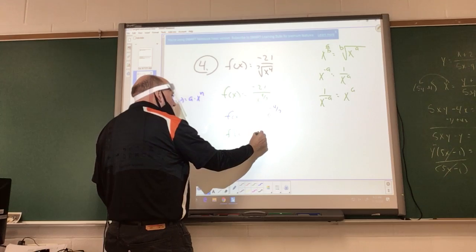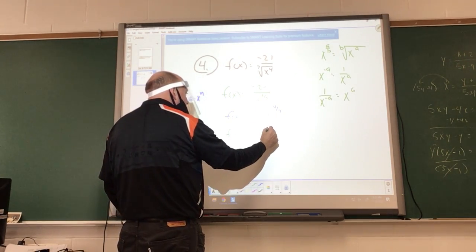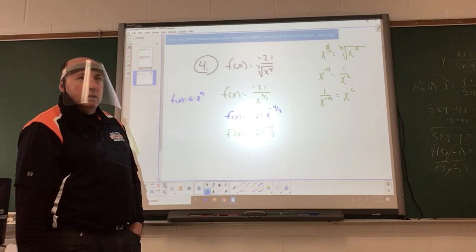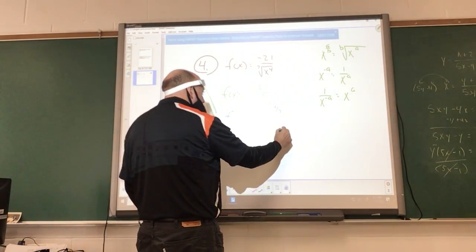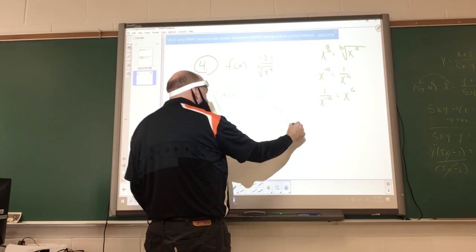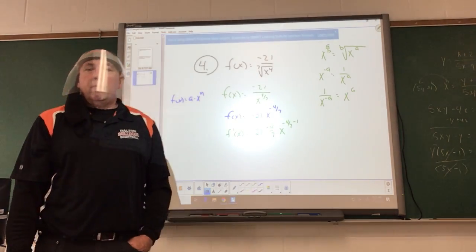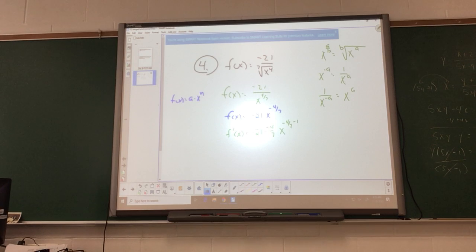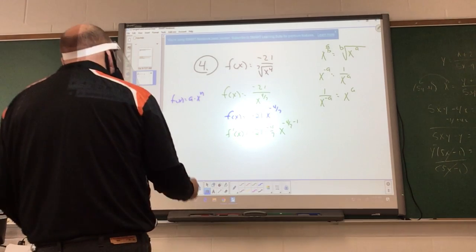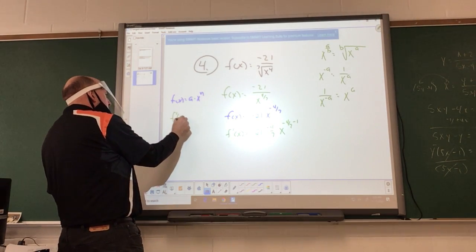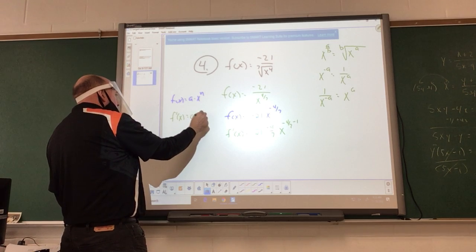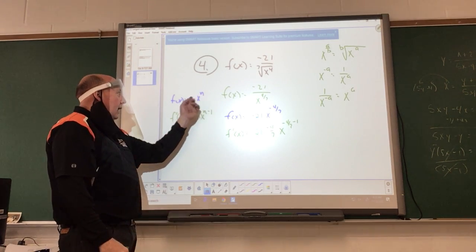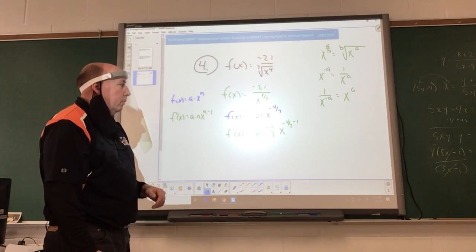We have the exponent comes out front, negative 4/7, and then we subtract 1 from our exponent. Okay, I'm slowing the process down right now. So you can just apply the exponent rule. I'm just taking a times n, x to the n minus 1 power.